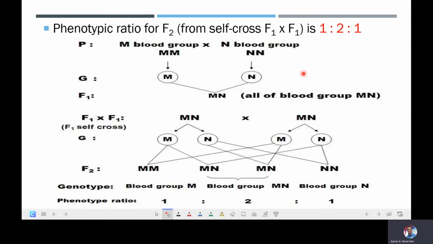As you can see in this diagram, if we cross an individual with the M blood group with another individual with the N blood group, we will be getting an F1 generation individual which is a heterozygous capital M and capital N genotype. And if we do a self-cross between these F1 individuals, finally for the F2 generation, this type of phenotypic ratio will be obtained, which is 1:1. This is totally different from what Mendel suggested.